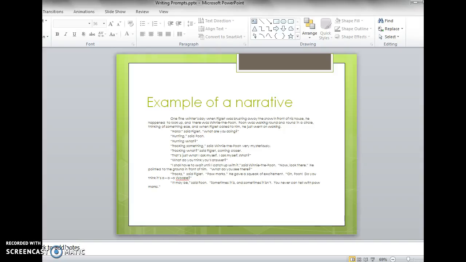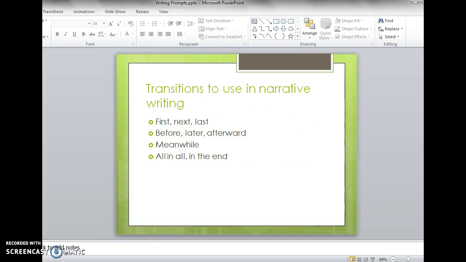So do you notice how the first paragraph is indented? And each time the dialogue switches from Piglet to Pooh, the writer jumps down a line. That lets us know that a different person is speaking each time. Here are some common transitions to use in narrative writing. These are sequential.